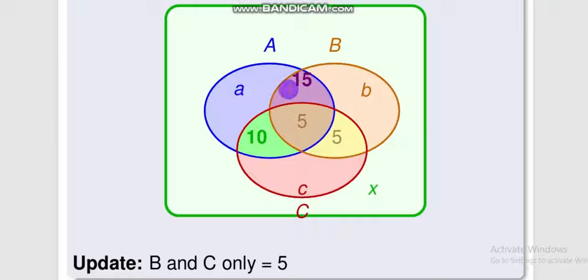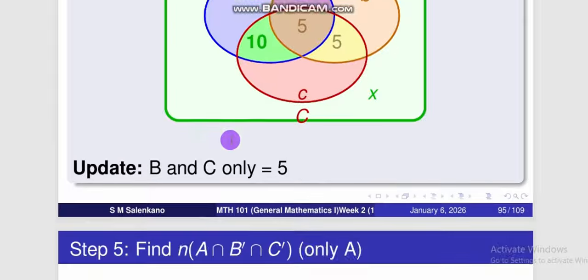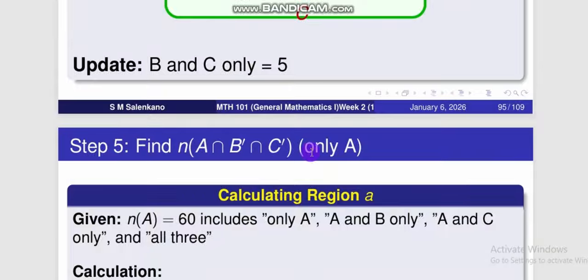Okay, so this means this circle for A, for example, includes A only, A and B only, A and C only, and then all the three. If you go to B, the total for B is B only, B and A only, B and C only, and then all the three. If you go to C, you have C only, C and A only, C and B only, and all the three. This will now help you get the remaining unknowns. So how do we find A only?